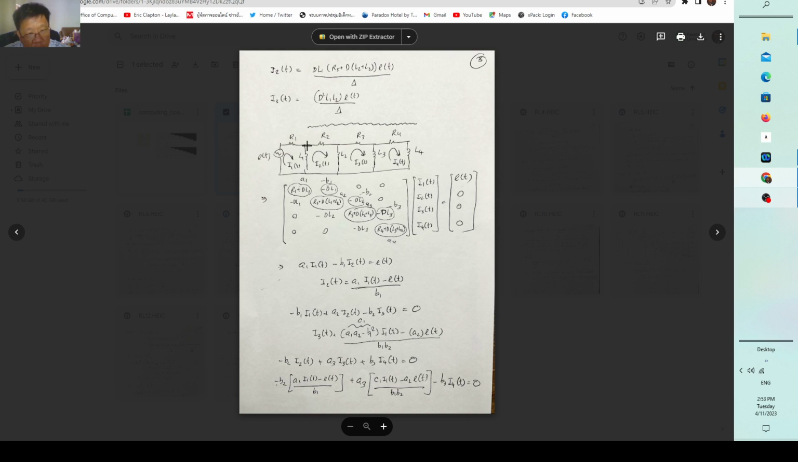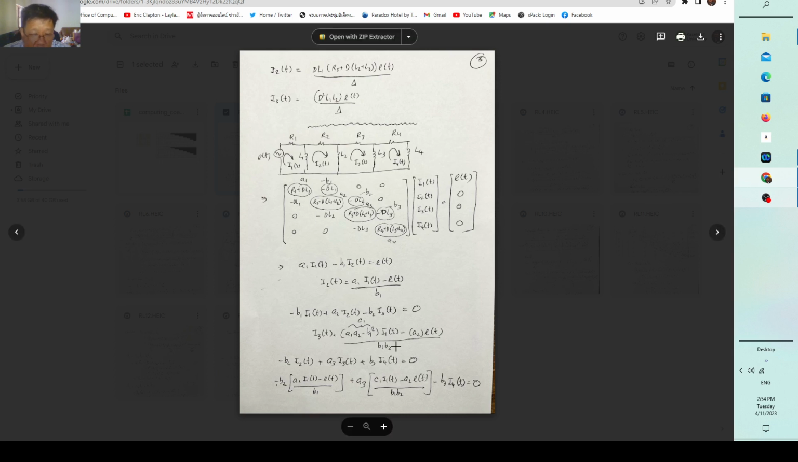Now we move on to the four loop RL circuit. We add one more loop over here, and this is the governing equation over here. This becomes more complex. If we continue to use Cramer's rule, the problem is that you need to find the determinants of 4 by 4, which is a little tedious, especially if you're working in symbol form, not in any numerical value.